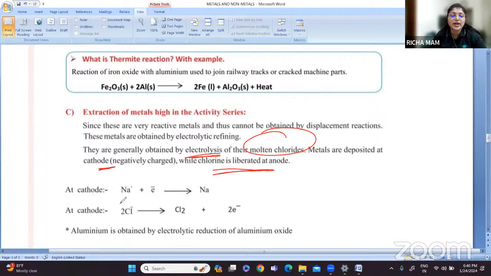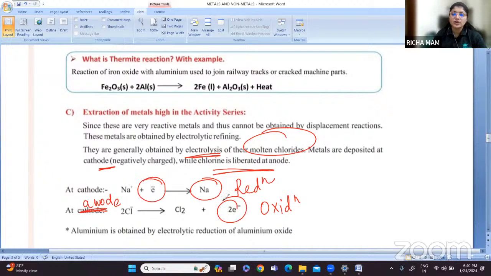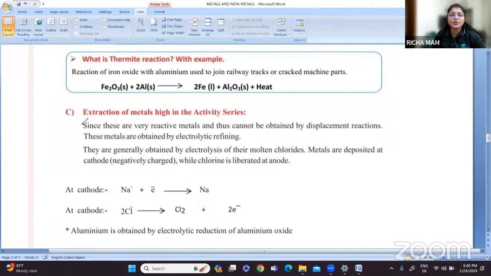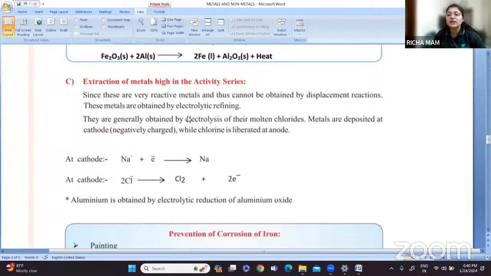So this is the reaction. At the cathode, Na+ plus electron gives you Na. This is gain of electrons, so reduction is taking place here. And what is oxidation? Loss of electrons. So this is the anode, where oxidation is possible, and at the cathode reduction is possible, because there is a gain of electrons at the cathode and a loss of electrons at the anode. So this is the method of extracting metals high in the reactivity series.